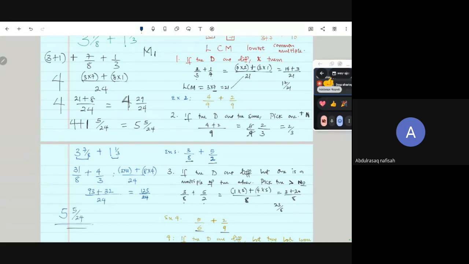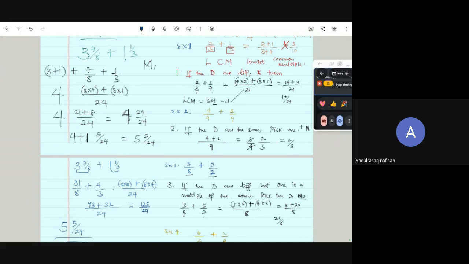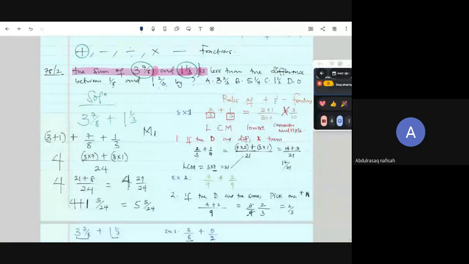That is adding those two together. So you can use method 1 or method 2. Any one you prefer, any one you feel is simple, and use any method. Now that's the first part of the question. The first part of the question says the sum of 3 whole 7 over 8 and 1 whole 1 over 3 is less than the difference.